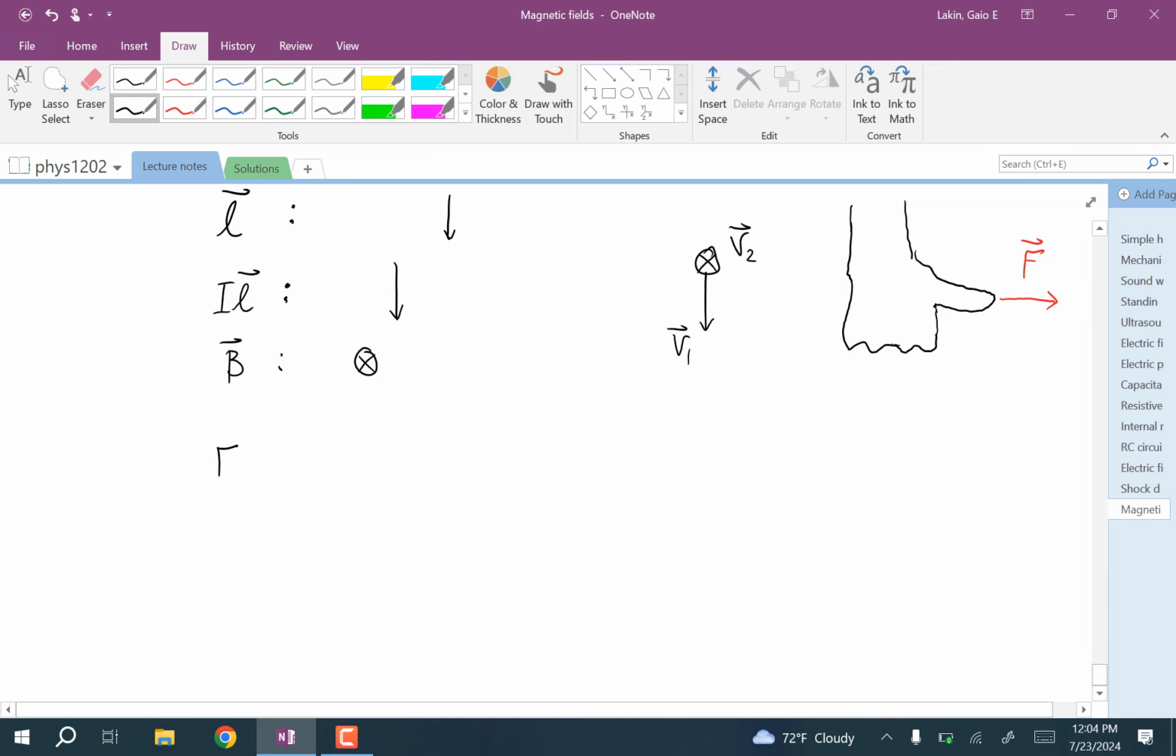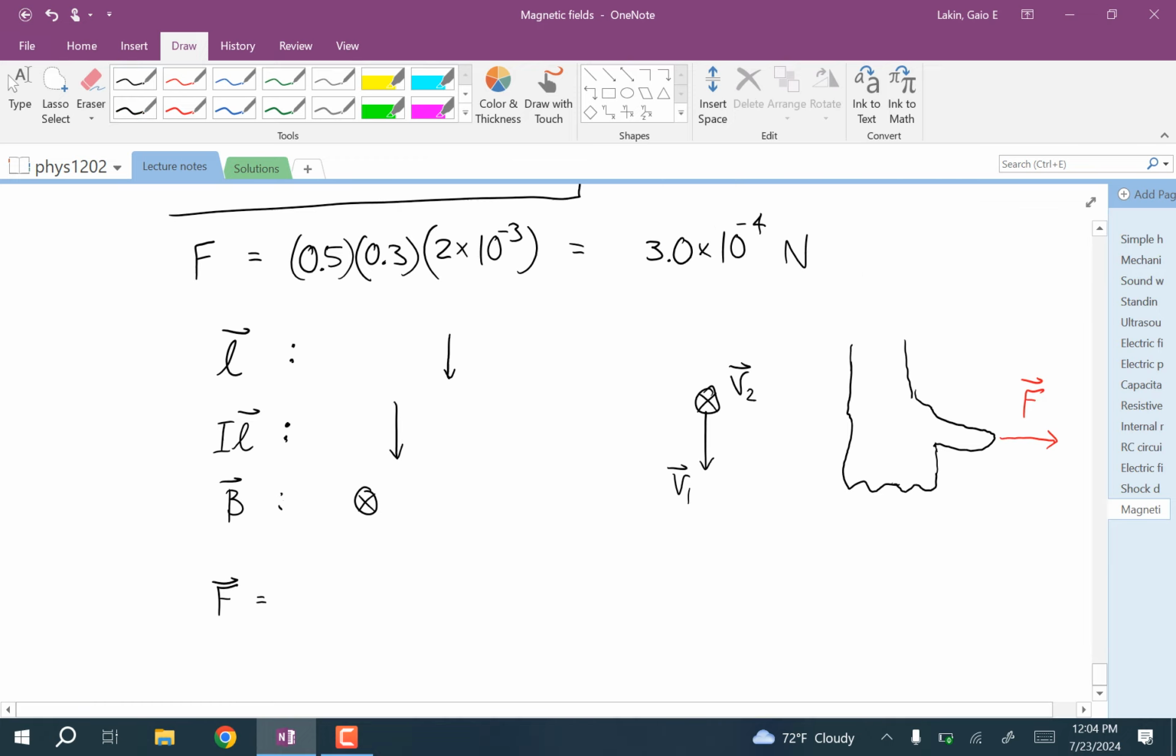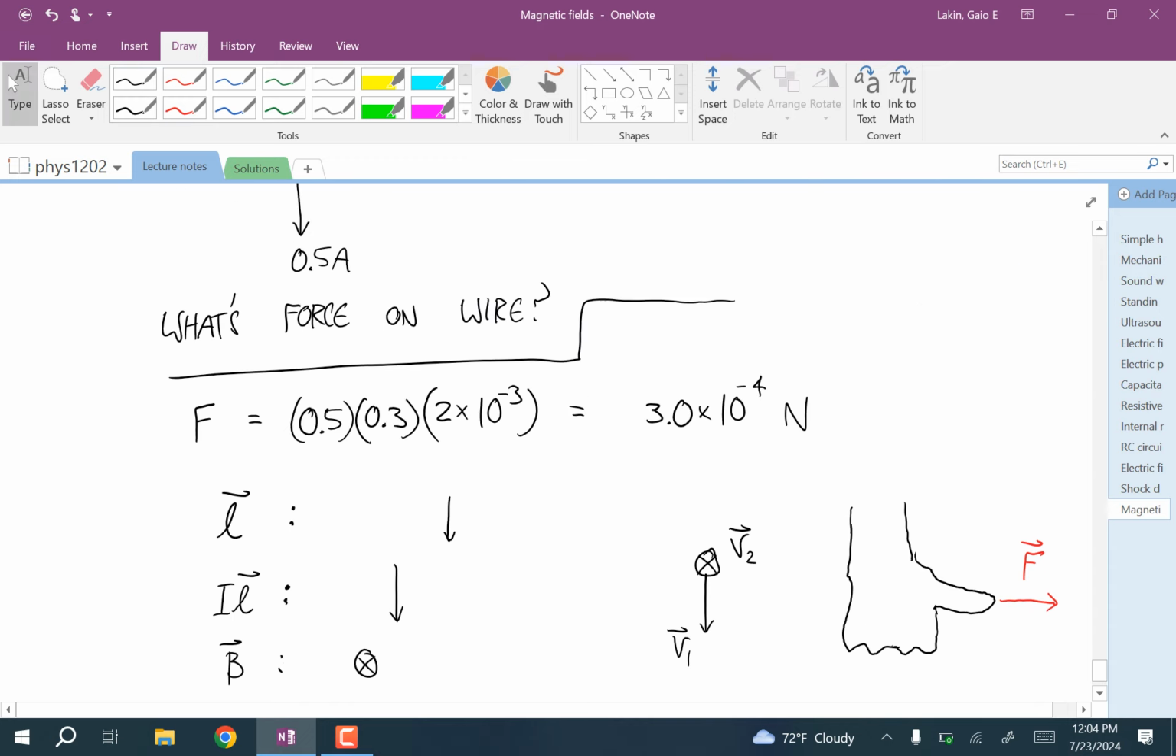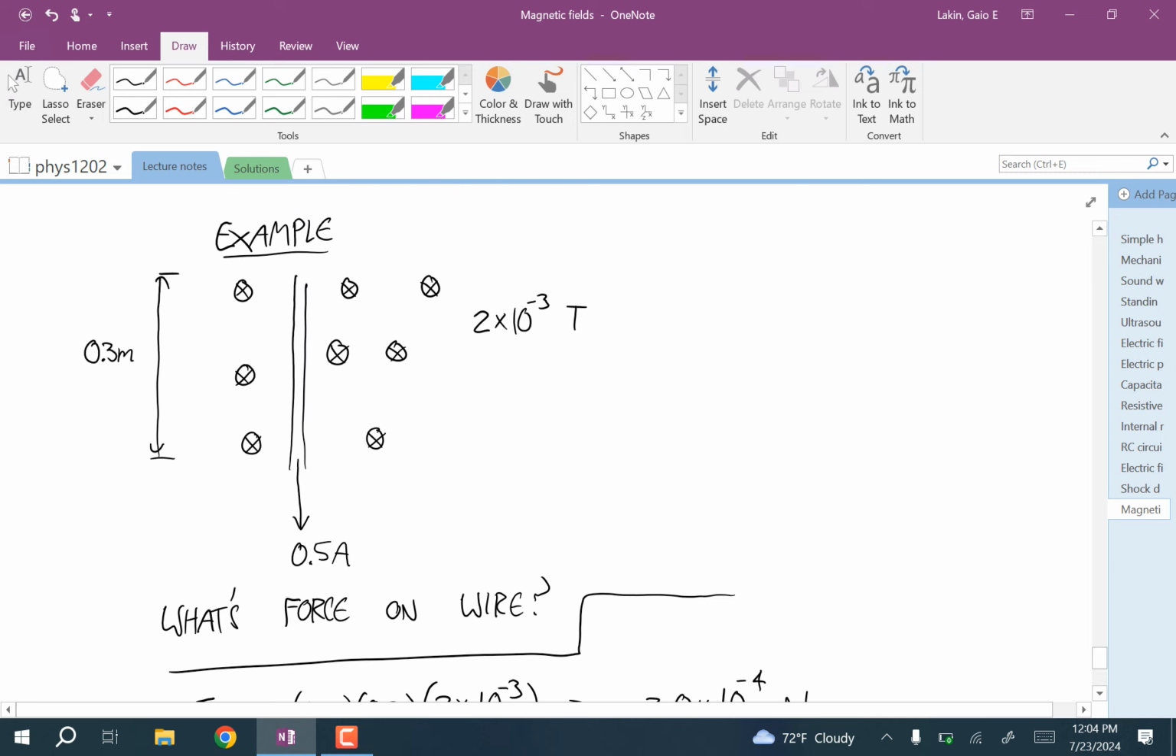And so now we have the whole thing. The force is equal to the magnitude and it's directed this way. That's a pretty small force, but in a case where you had more current or a stronger magnetic field or more length or whatever, you can pretty easily set up experiments where you can see the wire move as a result of that force.